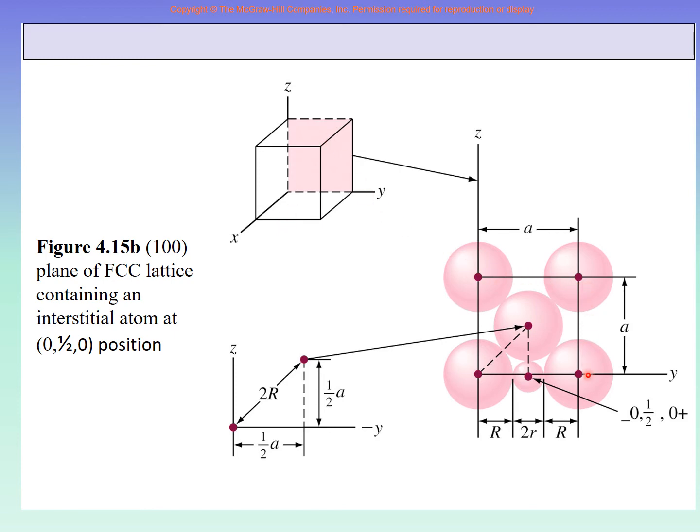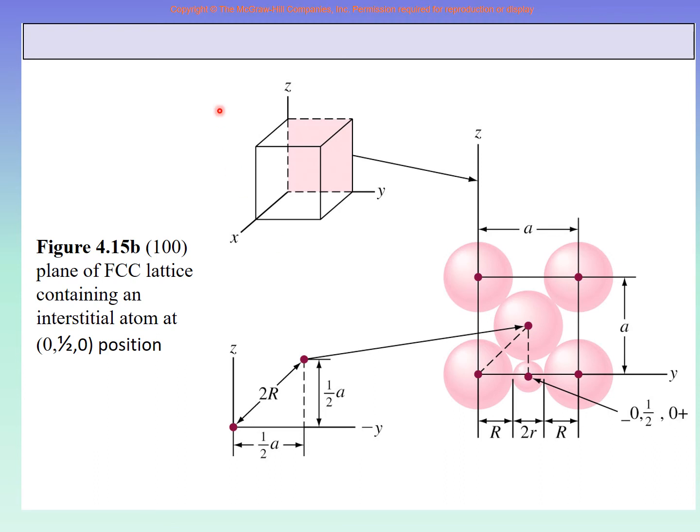If you are taking the back face, these are 4 corner atoms, and there is a central atom on this face, and all atoms are equal in size. Now one side is A. And from here to here is capital R, the radius of the larger atom. Similarly, from here to here is capital R. In this 0, half, 0 place, draw an atom which touches and fits. It touches this one, this one, and that one. Assume that the radius of this small one is small r, so the distance from here to here is 2 small r.